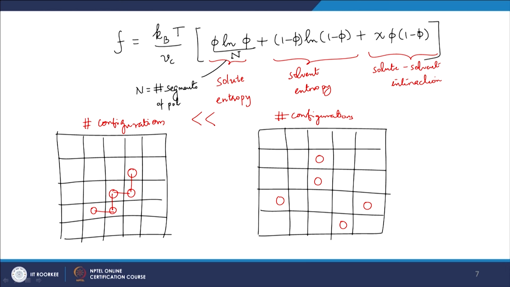of polymer chain. In fact, we can pretty much also drop the first term, because polymer entropy in any case will be very small compared to the entropy of solvent molecules. So, we will start from this point and then discuss the phase behavior in the case of a polymer solution. Thank you.